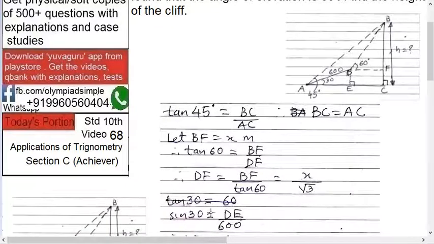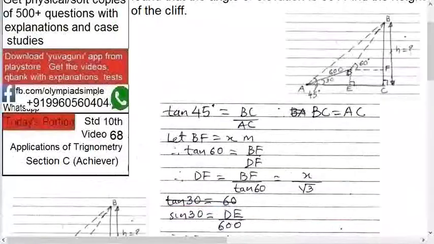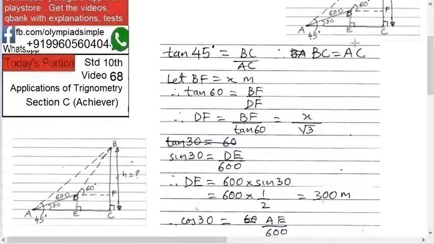Okay. Now next, sin 30. See this, 30 is this. I am walking at 30 degrees, right? So sin 30 equals DE. DE means this short distance. DE upon hypotenuse 600, right? Therefore, DE equals 600 into sin 30. Sin 30 I know is half. So 600 into 1 by 2, that is 300.